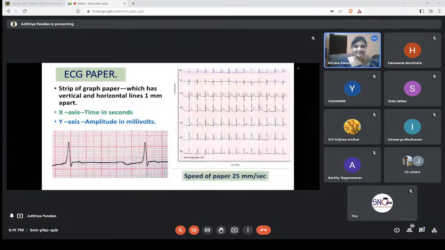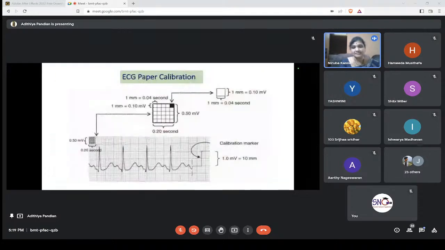This is the speed of the paper. This makes a very important point. We'll stay with this. The speed of the paper is very important. If it is 25 millimeters per second, the speed of the paper is 25 millimeters. That is very important. If the speed changes, everything is going to change here. And everybody must know this recording here.